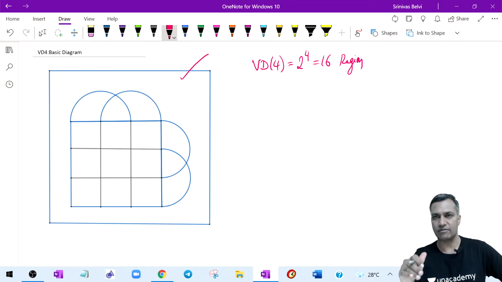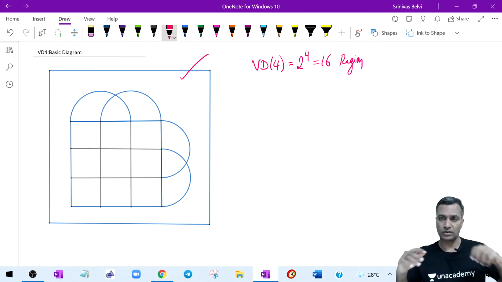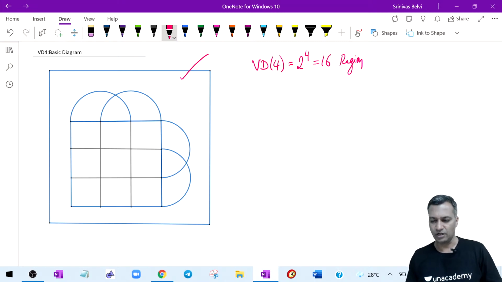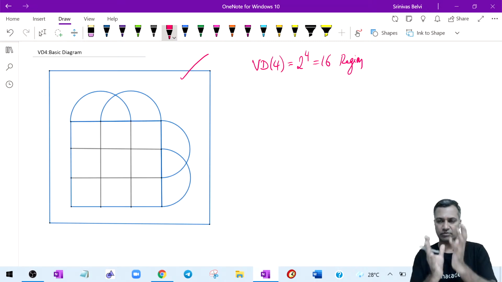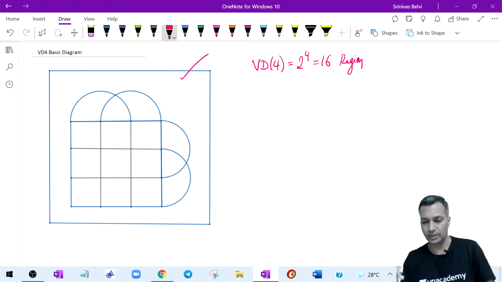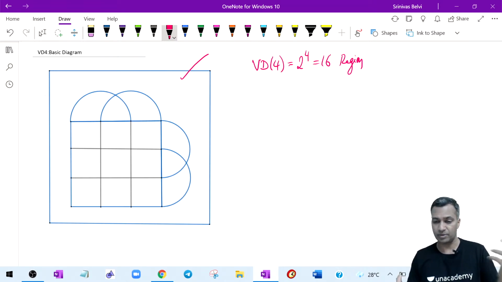This is not the only way of drawing it. This is the most preferred way of drawing it. There are multiple ways. You can Google it. What are the different ways of representing a Venn diagram for 4? There are much fancier ways also. People arrange this in the form of a flower as well. So there are multiple ways in which people present it.